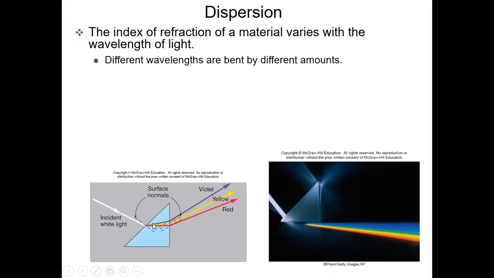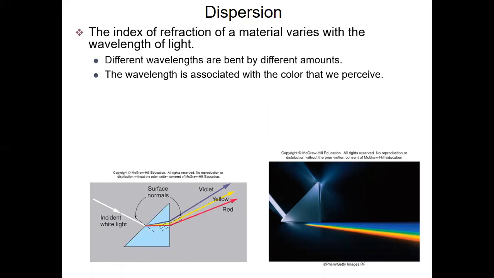The longer wavelength light, which is the red color, bends a little less than the blue color. Blue color light bends more. So you see the blue color at the end here and the red color at the top. As I mentioned, different wavelengths are bent by different amounts. The wavelength is associated with the color that we perceive, right? The red color has a 700 nanometer wavelength, while the blue or the other end colors have around 400 nanometers. So blue light is bent the most and the red light is bent the least.